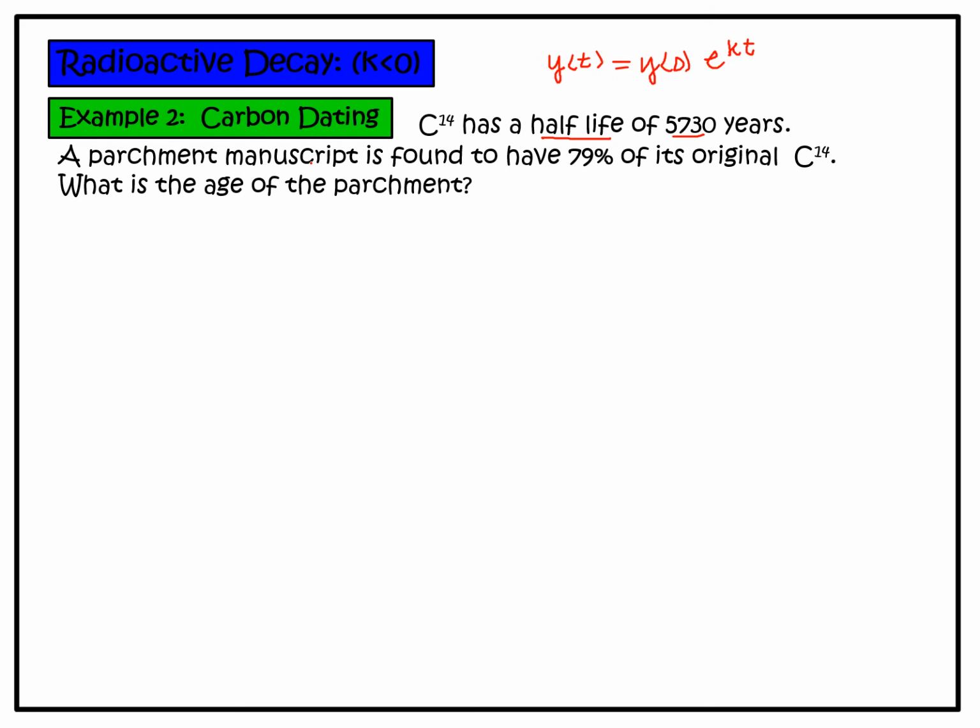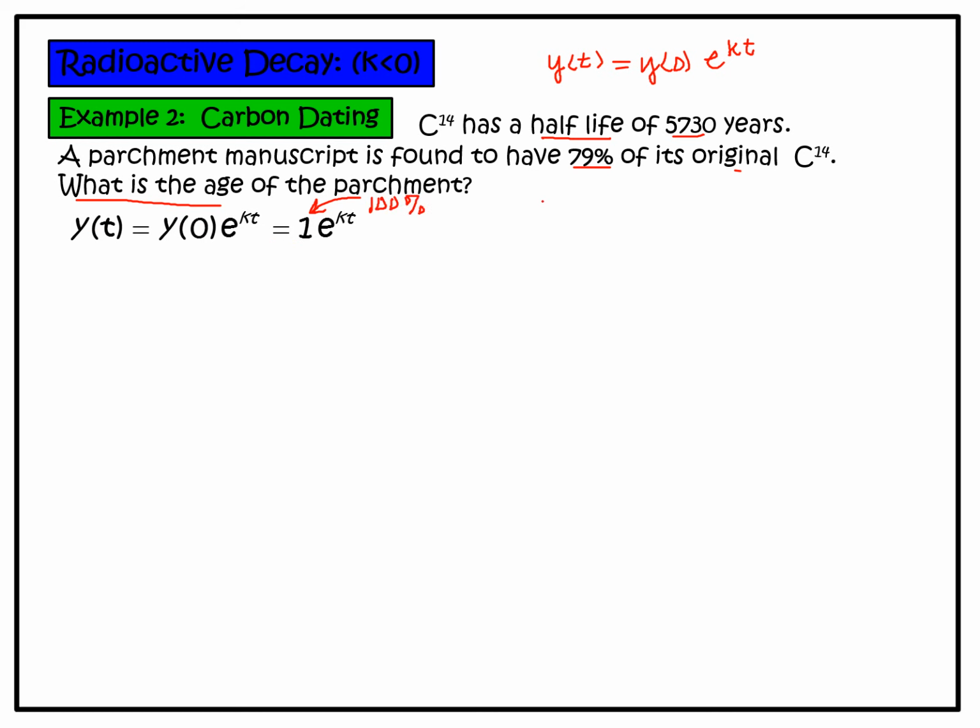That's what half-life means. So we have a parchment manuscript that's found to have 79% of its original carbon-14. What is the age of the manuscript? What is the age of the parchment? So this could be, for example, a New Testament manuscript. We want to date it and see if it's the earliest manuscript available. So we start with our law of natural growth, y of t is y0 e to the kt, and y of 0 is always equal to 1 with carbon dating, which is 100%. So it starts with 100% of the carbon.